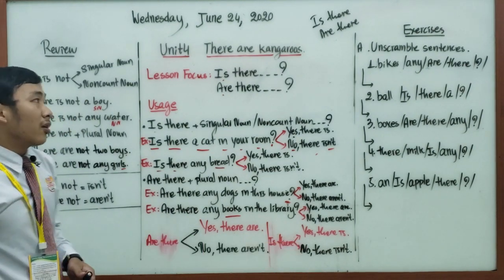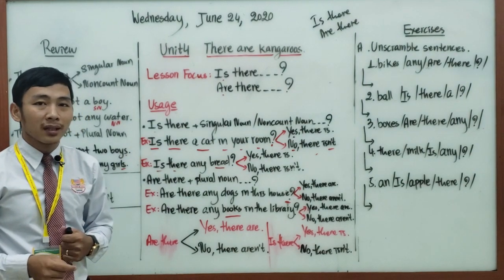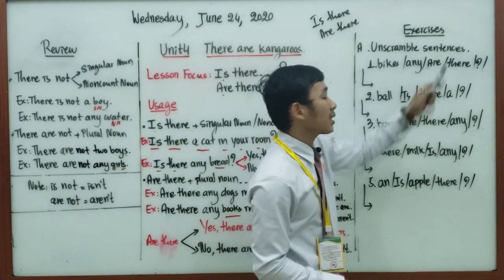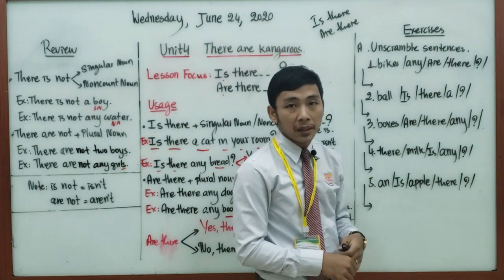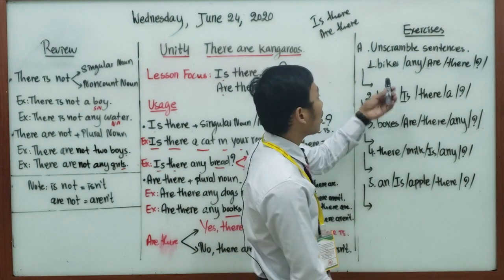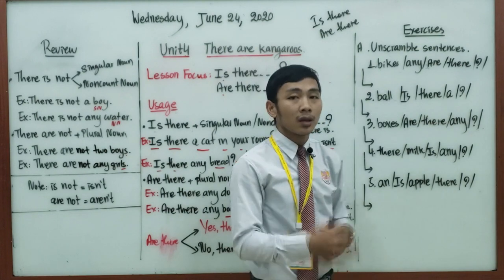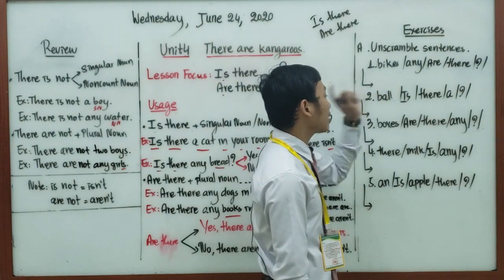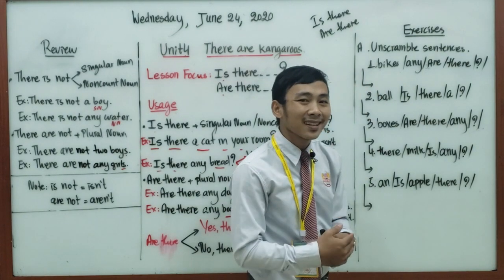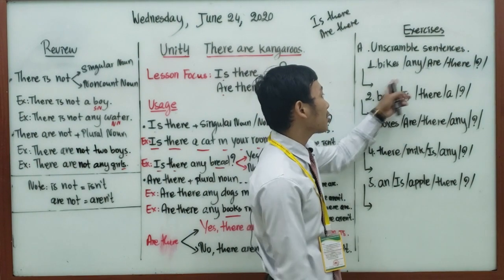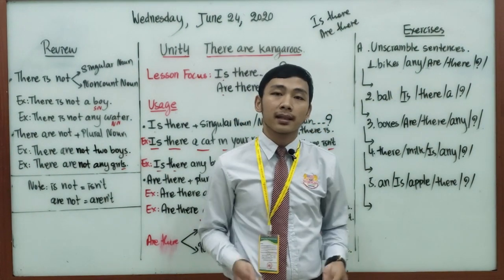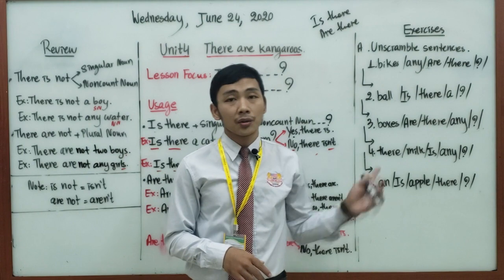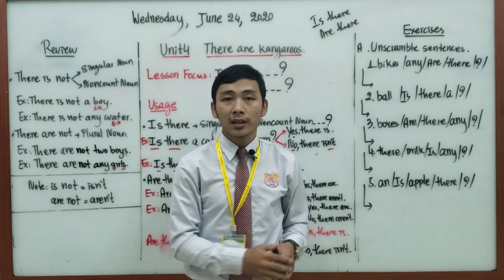Okay, now let's move to do our exercise all together. So you see our exercise here, A, unscramble sentences. You need to put the sentence in order, because all the words here are not in order. Okay, it's jumbled. So the exercise wants you to put all of these words in order to make a complete sentence. Okay, now I think you should have 3 minutes to do this exercise. You can pause my video now and start doing it. Let's start.